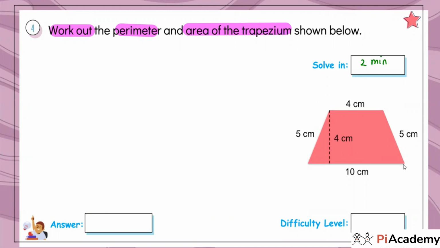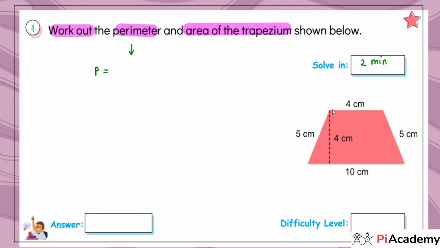So here the shape given to us is a trapezium. And how do we identify the trapezium? A trapezium has only one property, that is one pair of parallel sides. So the 4 centimeter and 10 centimeter sides are parallel to each other. Now that is just identification of the 2D shape, but let's get back to the question. They are talking about perimeter. Perimeter is so easy. We just need to add all the outer boundary.